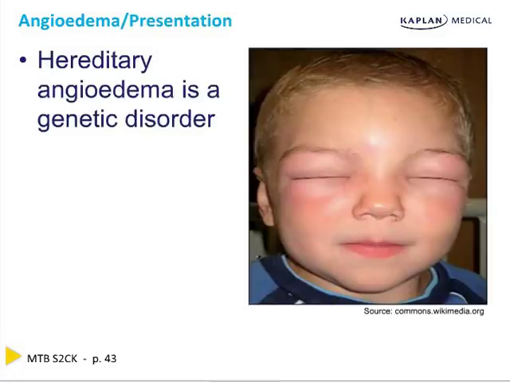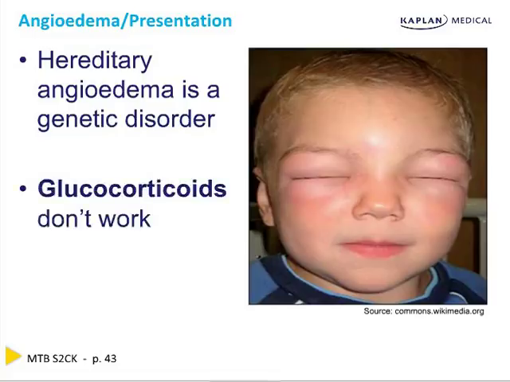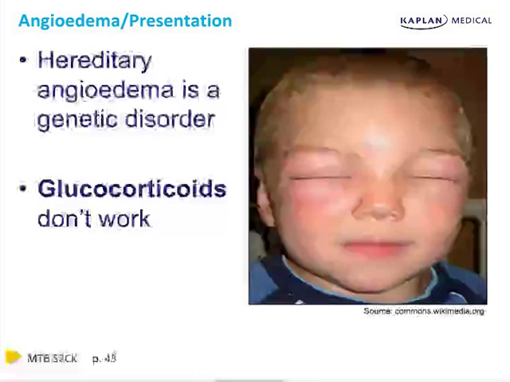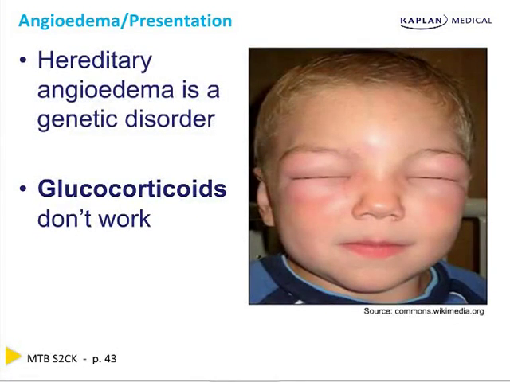Hereditary angioedema is a genetic disorder. What you must remember is that steroids don't work. It is always associated with facial swelling and stridor. But what you must remember is there is an absence of pruritus and urticaria, an absence of itching, an absence of raised lesions on the face or other parts of the body.